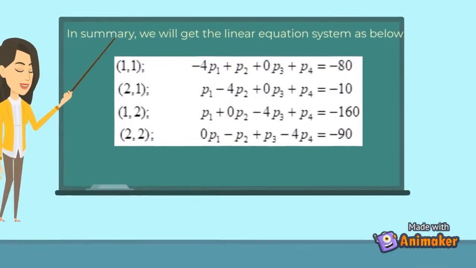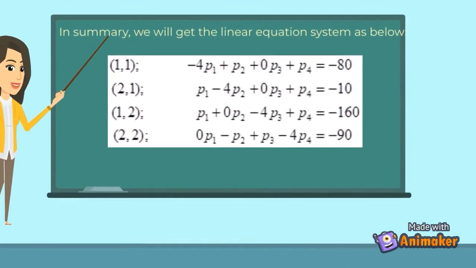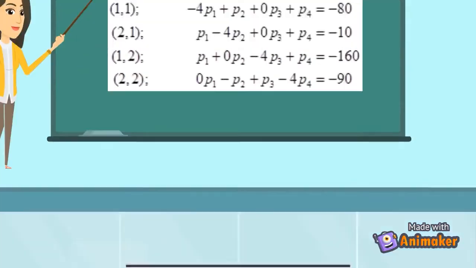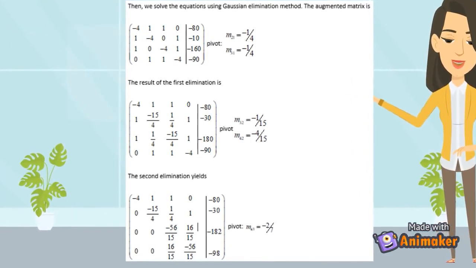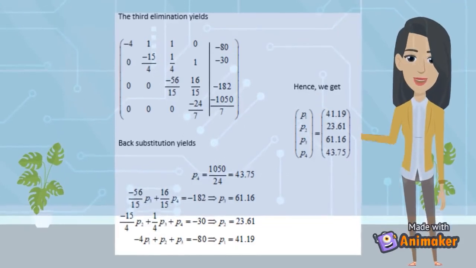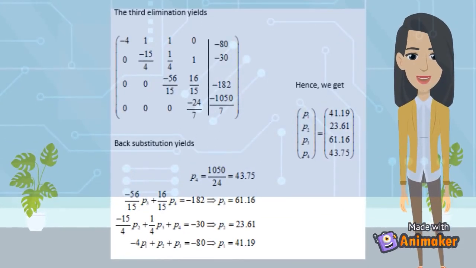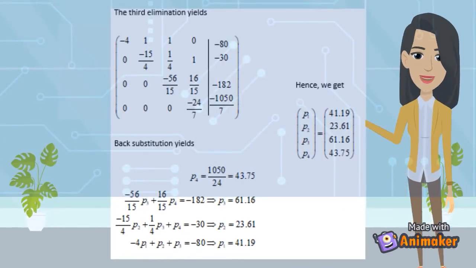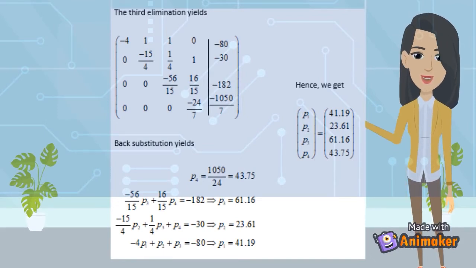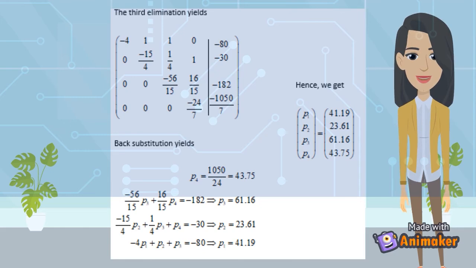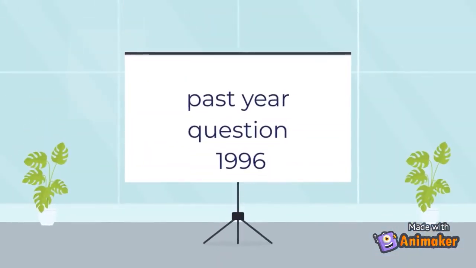In summary, we will get the linear equation system as shown. Then, we solve the equations using the Gaussian elimination method. The augmented matrix is as shown. Hence by back substitution we get P1 equals 41.19, P2 equals 23.61, P3 equals 61.16 and P4 equals 43.75.